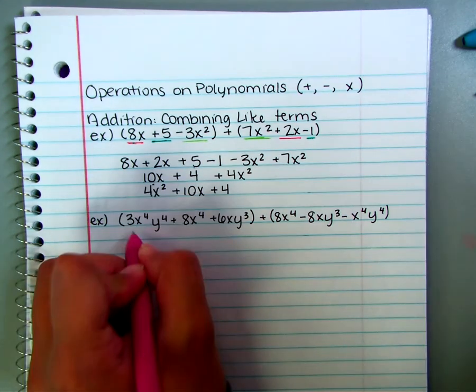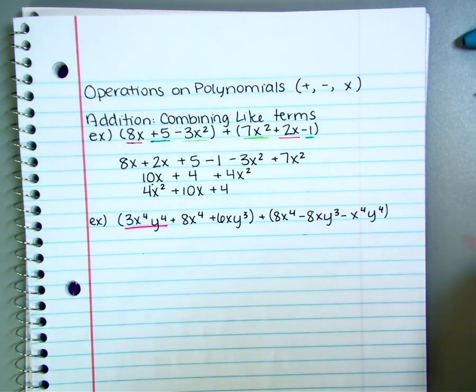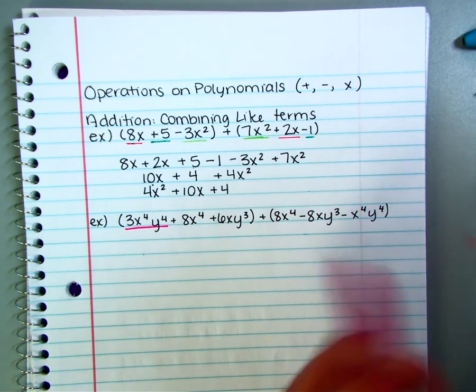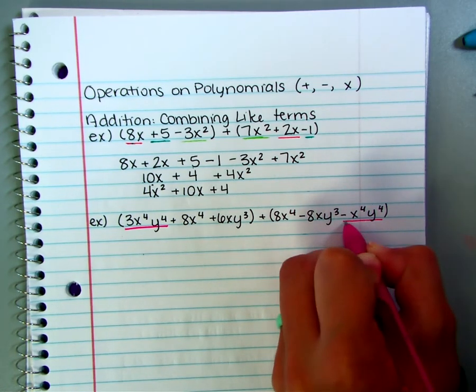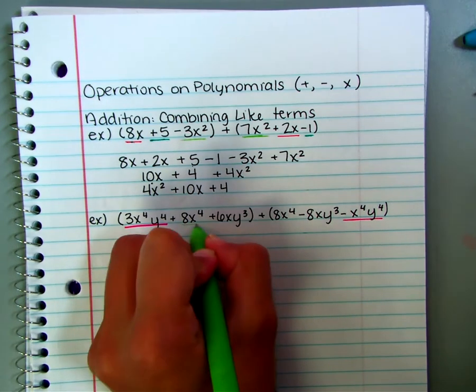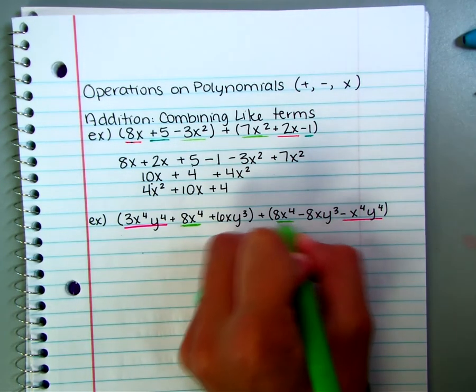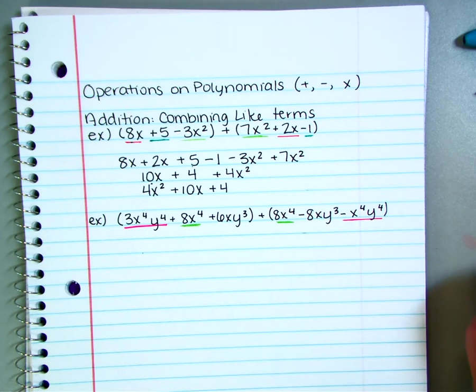So here my first term is x to the 4th, y to the 4th. And so we want to see if there's anything else that has the exact same exponents, the exact same variables in our second polynomial. And here we have a negative x to the 4th, y to the 4th. So we know those will combine. And then we'll look here, we've got an 8x to the 4th, and we've got another 8x to the 4th. So since it's addition, we're just looking for like terms really.